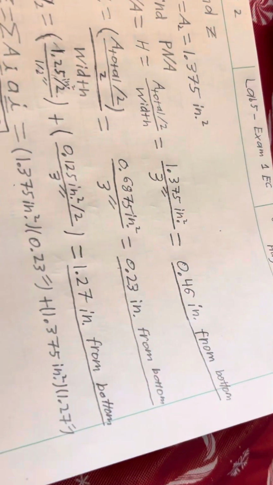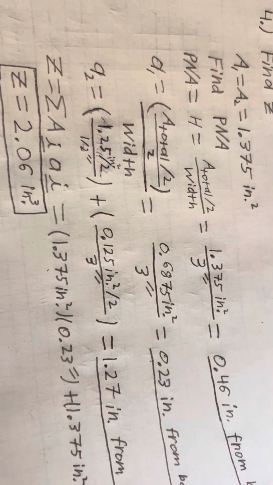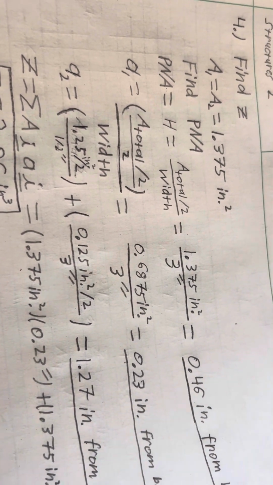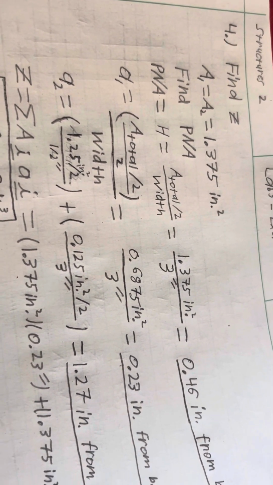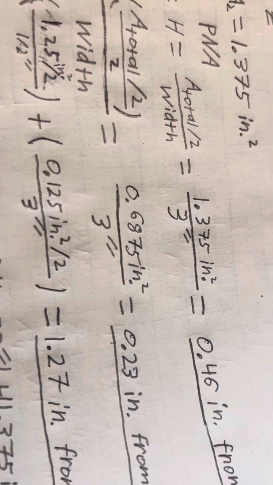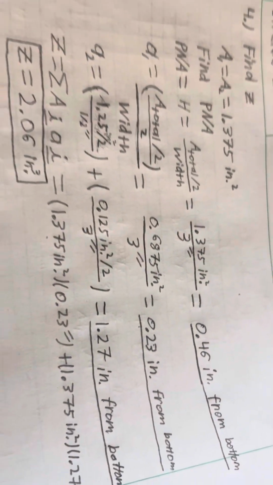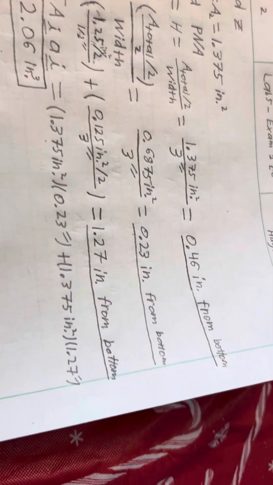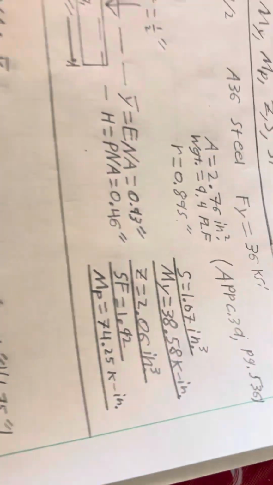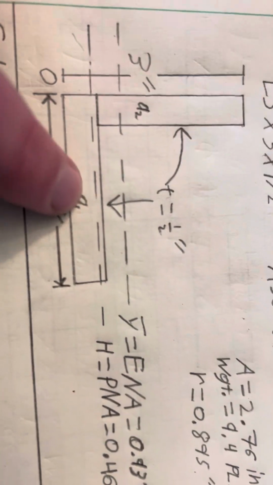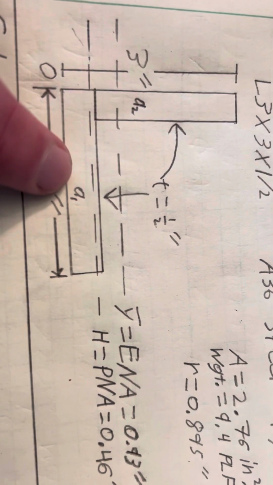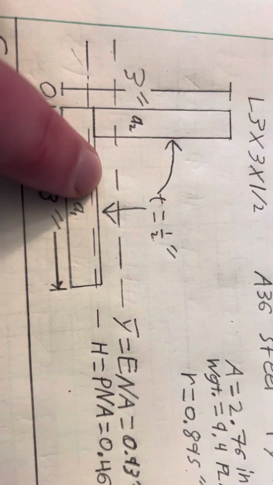And so we're going to take the total area of that, which is the 1.375 inches squared, and we divide it by 2 to get the 0.6875. And we're going to use that 3 inches of width, and that gets us our 0.23 inches from the bottom. So again, that'll be, if you were to draw a line out, about halfway between the PNA and this bottom dimension right here.